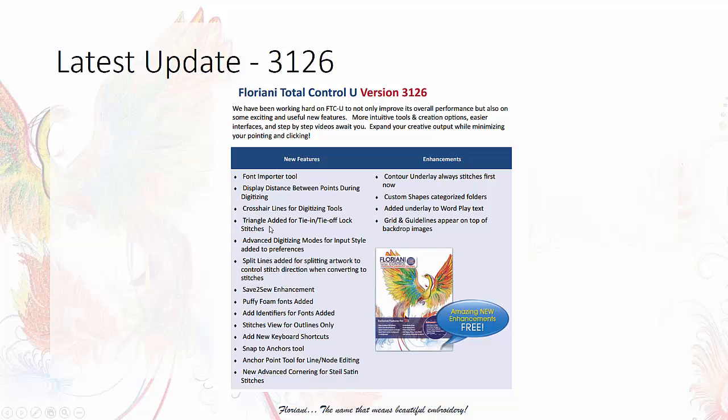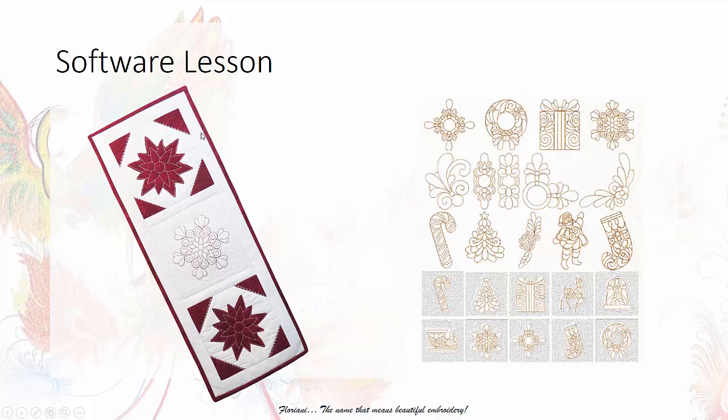Remember, with your Floriani software, you have never paid for an update or an upgrade, and the new features in this latest update: Save to Sew enhancements. You have the ability now to import fonts. If you purchased embroidery designs that are letters, you can bring those in as a font. Snap to anchor for digitizing. I mean, there's so many things in this software that are exciting, and then these are some kind of behind the scenes enhancements in there. Let's get started with the software lesson.